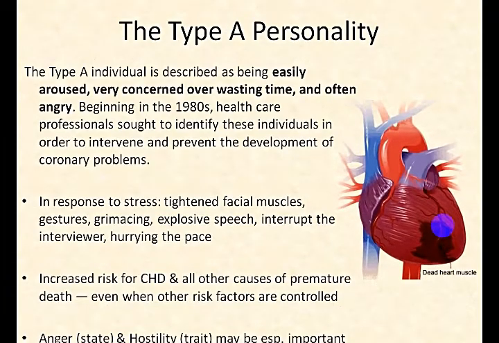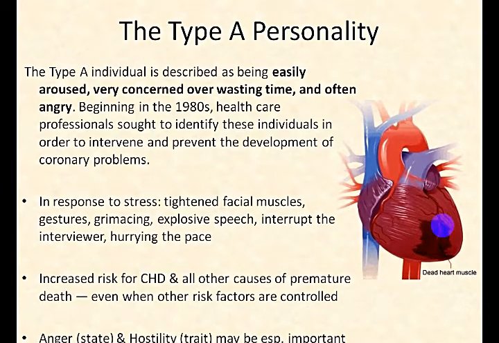The type A personality. A type A individual is described as being easily aroused, very concerned over wasting time, and often angry. Beginning in the 1980s, healthcare professionals sought to identify these individuals in order to intervene and prevent the development of coronary problems. In response to stress: tightened facial muscles, gestures, grimacing, explosive speech, interrupting the interviewer, hurrying the pace. Increased risk for CHD and all other causes of premature death, even when other risk factors are controlled.